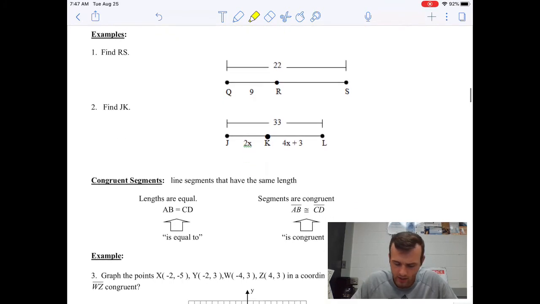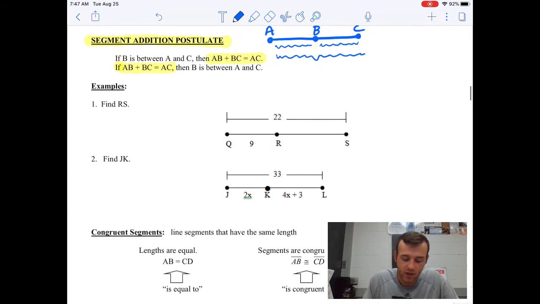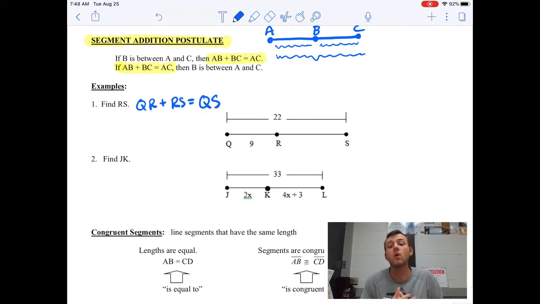Let's go ahead, like I said, and take a look at examples. Find RS. We have this picture here. It has QR with 9. We have that missing value, RS, and then we have 22. I want us to use that equation. Here is what the segment addition postulate tells us. Based on what I know from this picture, I know that QR plus RS equals QS. That is what I'm able to say. I don't know much because we just started geometry, but I know the segment addition postulate.